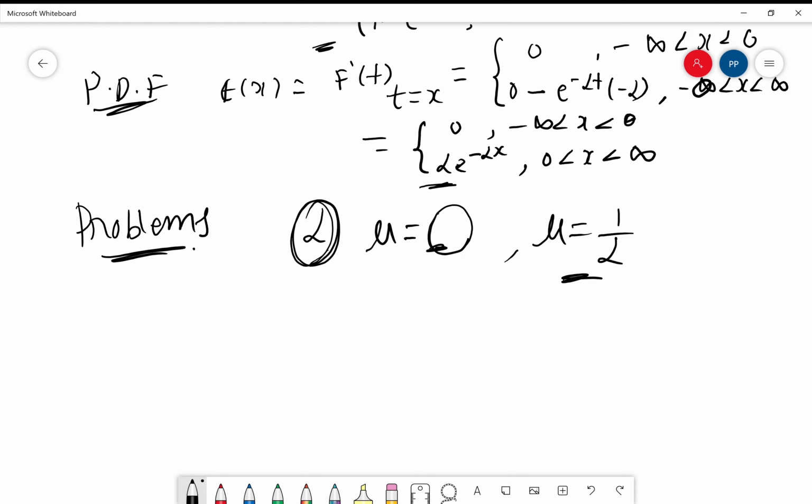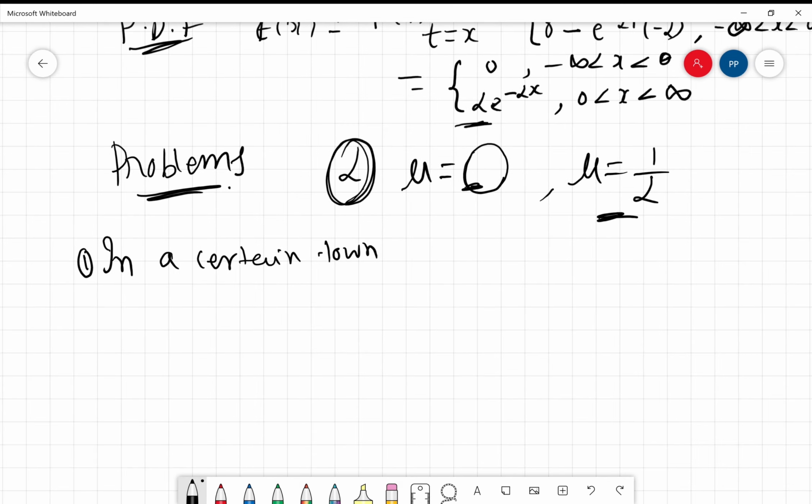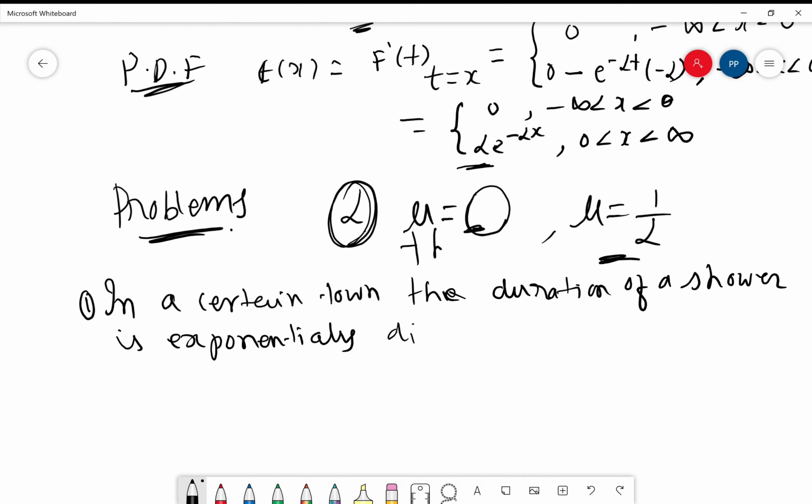Okay, now I'll take this problem. It says that in a certain town, the duration of a shower is exponentially distributed with mean equal to 5 minutes.